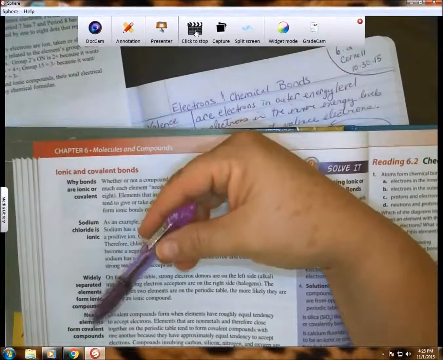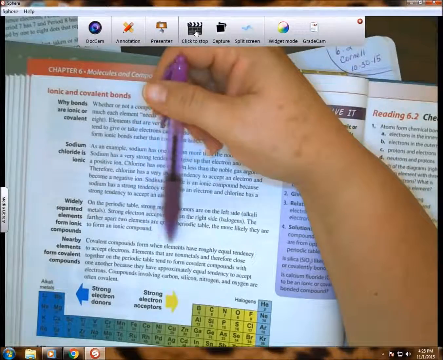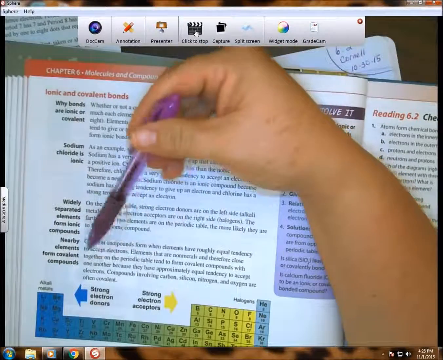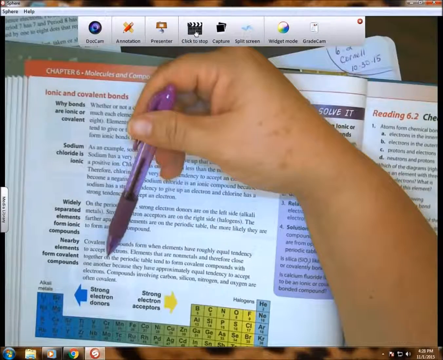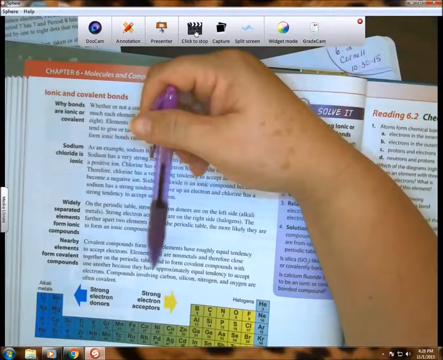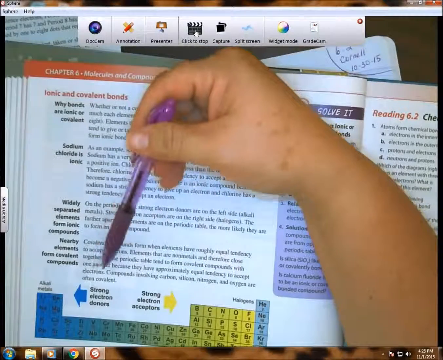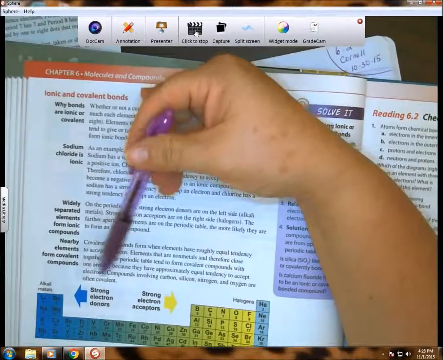Nearby elements form covalent compounds. Covalent compounds form when elements have roughly equal tendency to accept electrons. Elements that are nonmetals and therefore close together on the periodic table tend to form covalent compounds with one another because they have approximately equal tendency to accept electrons. Compounds involving carbon, silicon, nitrogen, and oxygen are often covalent.